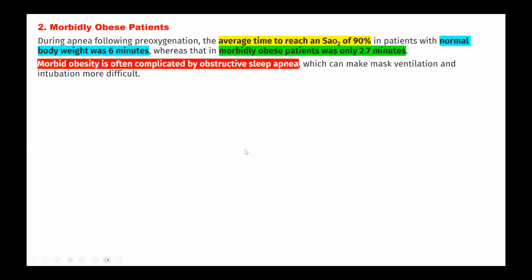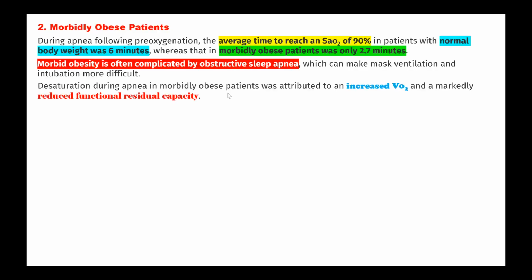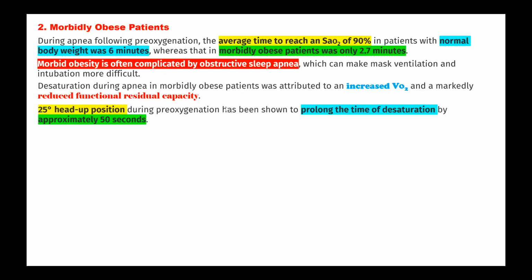Obesity is almost like pregnancy, so these patients also desaturate much faster because their FRC is also low. Another complication: morbidly obese patients may have OSA also, so their airway passage may be obstructed, and difficulties may occur in their ventilation. So head up position is always a must for obese patients.